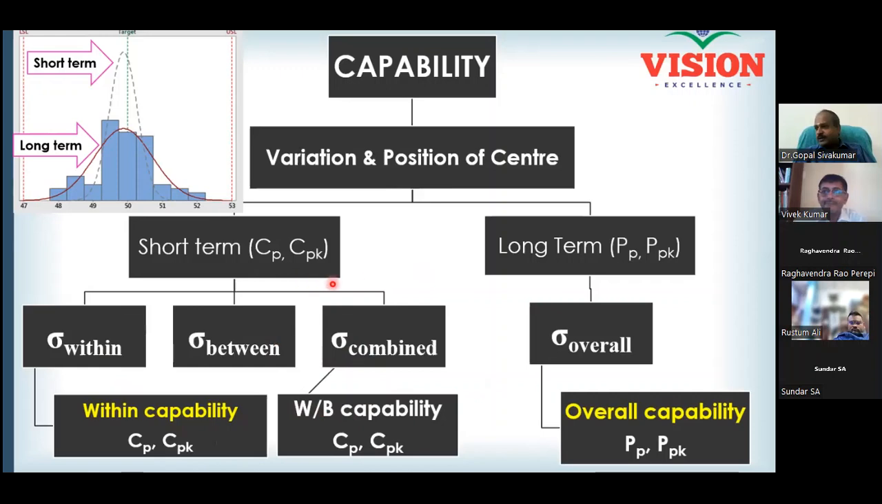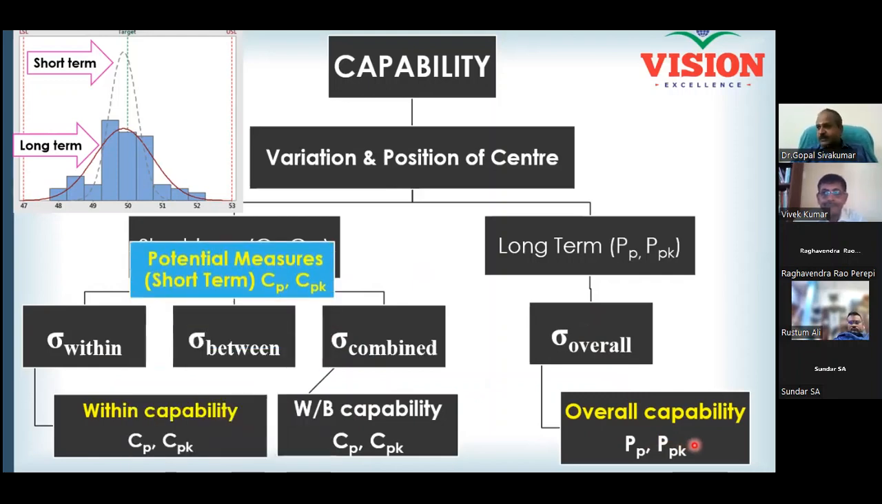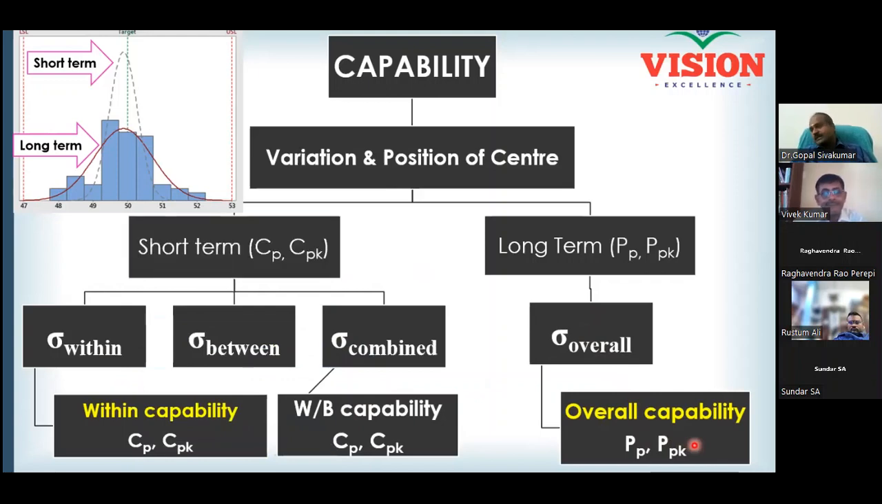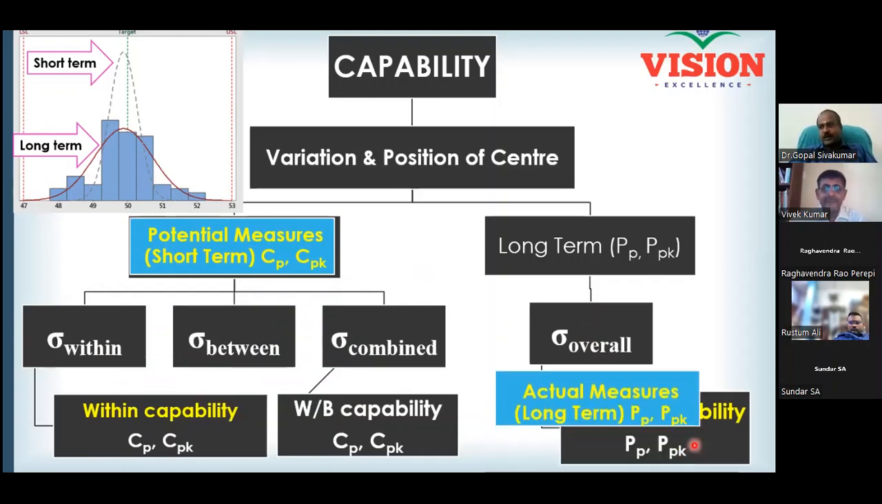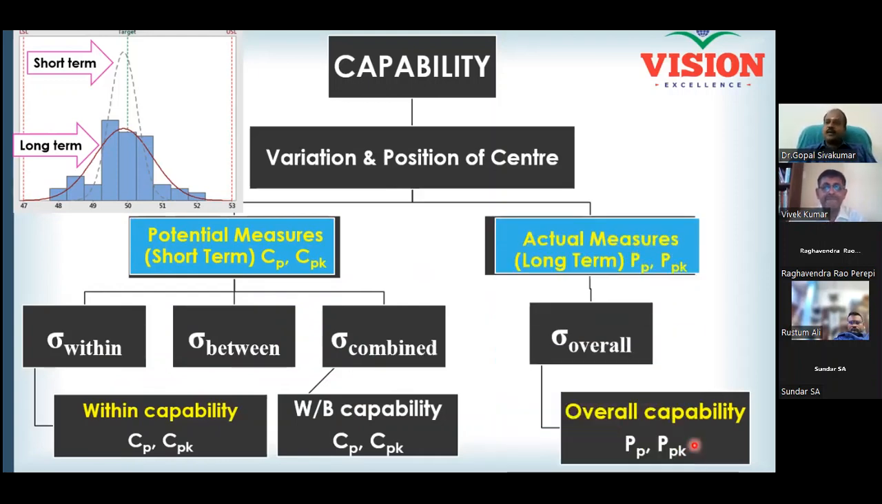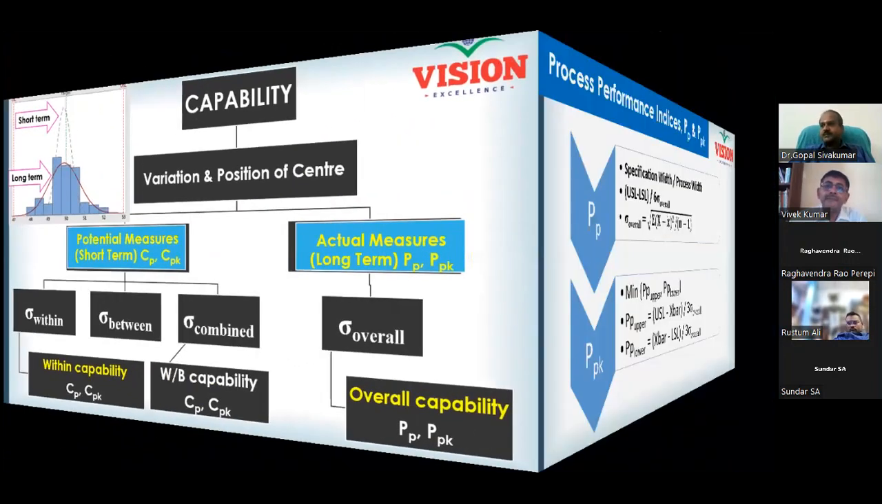Use the long-term standard deviation. Now you are getting overall capability. Overall capability is given the symbol Ppk. And let us see this with the case study. Sometimes the short-term capability, Cp and Cpk, are also called potential measures. And long-term capability is called the actual measures or the performance indices, right? Left side is capability, right side is performance.